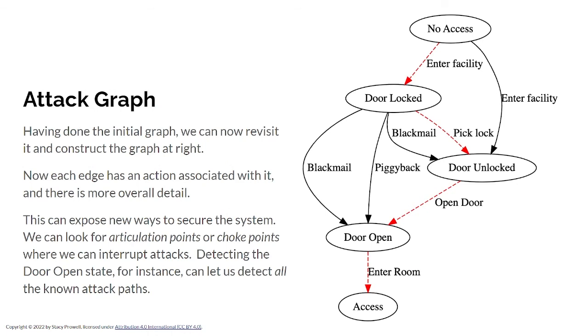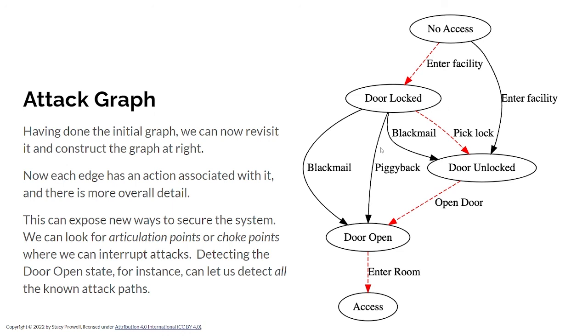So here's an example of an attack graph. No access at the top, but I'm able to get into the facility. The door is locked. Maybe I can pick the lock. Now it's unlocked. I can open the door. Now it's open. And then I enter the room and I have access. Okay, that's the dashed path through it. So this is me revisiting that initial graph that we did and then turning it into an attack graph.